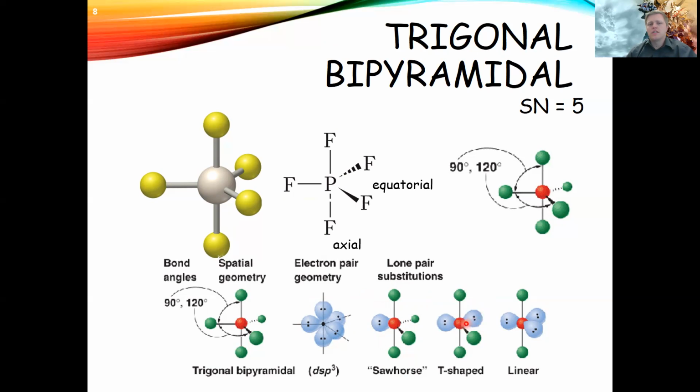With two lone pairs, you get this T shape, which is just named because it's in a T shape. And then if you get three lone pairs, you actually get back to our linear structure. So you can get the linear structure with more than one electron geometry as well. So remembering that you replace equatorial atoms in the trigonal bipyramidal structure is really going to be key to getting these types of structures right.